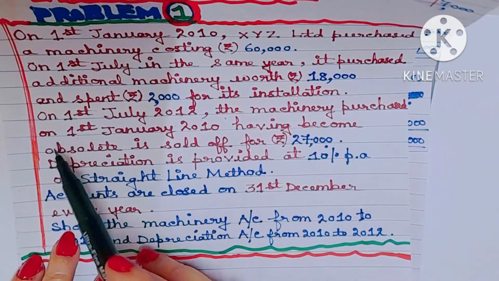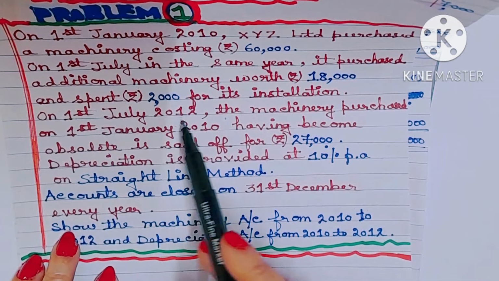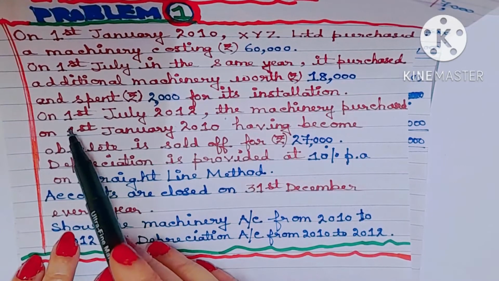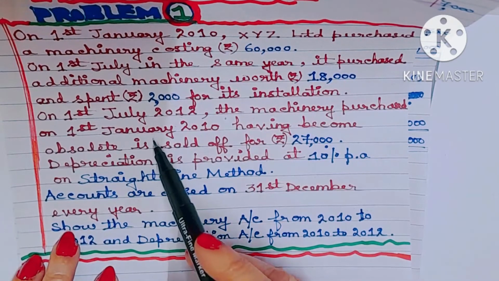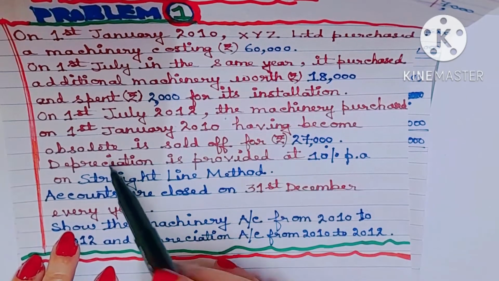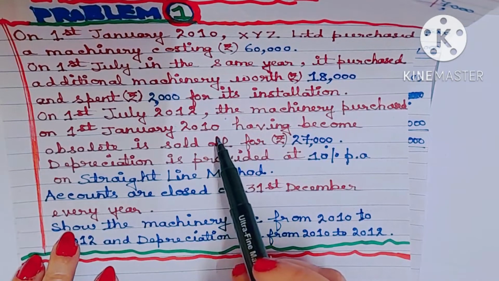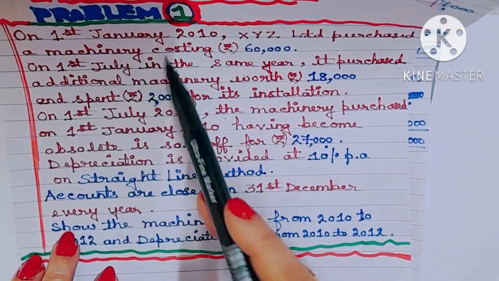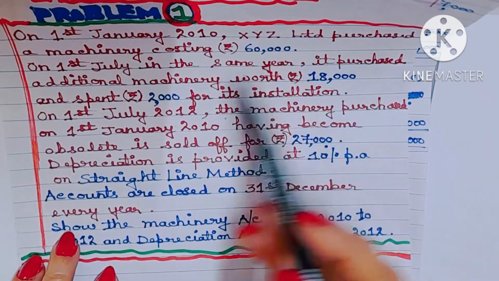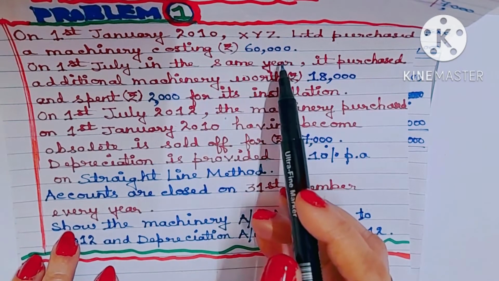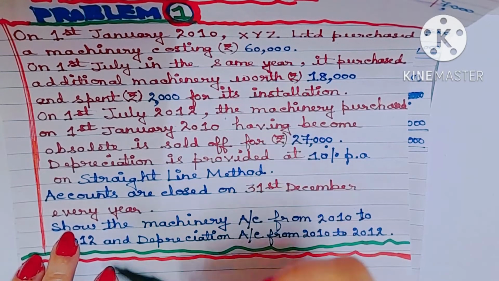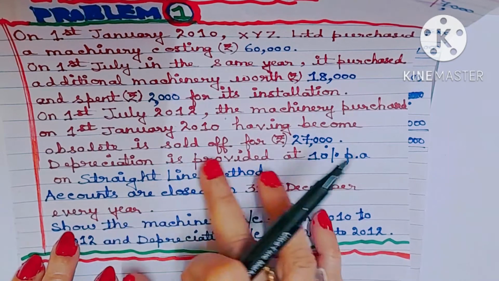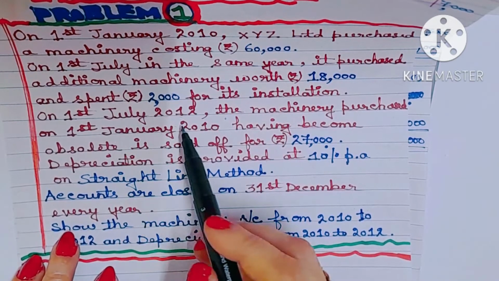বিকজ অন 1st July 2012 কবে সেল করেছে? অন 1st July 2012 the machinery purchased on 1st January 2010 having become ফার্স্ট জানুয়ারিতে কোন মেশিনারিটা কেনা হয়েছিল? সি। On 1st January 2010, XYZ Limited purchased a machinery costing 60,000. তার মানে যেই মেশিনারিটার পারচেস প্রাইস ছিল 60,000 সেটাকে সেল করে দিয়েছে on 1st July 2012.